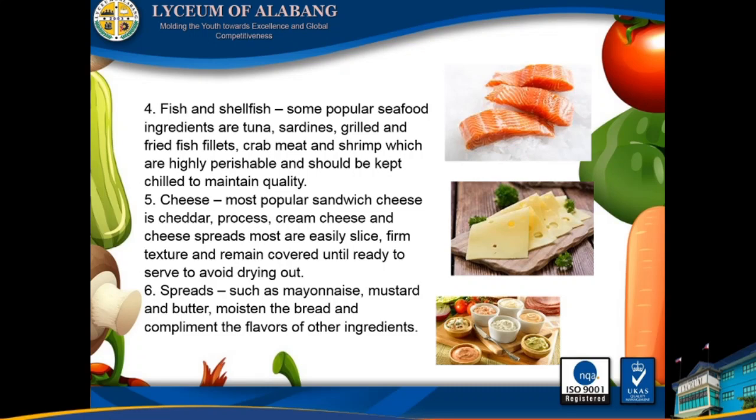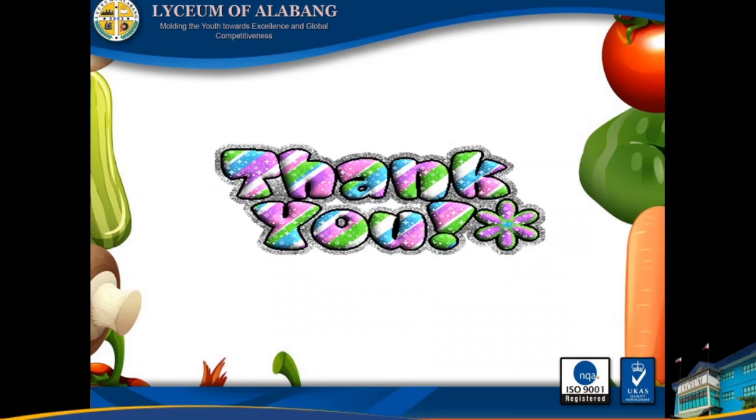Next, number five, we have cheese. The most popular sandwich cheeses are cheddar, processed cheese, cream cheese, and cheese spread. Most are easily sliced, firm in texture, and remain covered until ready to serve to avoid drying out. Number six is spreads, such as mayonnaise, mustard, and butter, that moisten the bread and complement the flavors of other ingredients. So that is the end of our lesson.